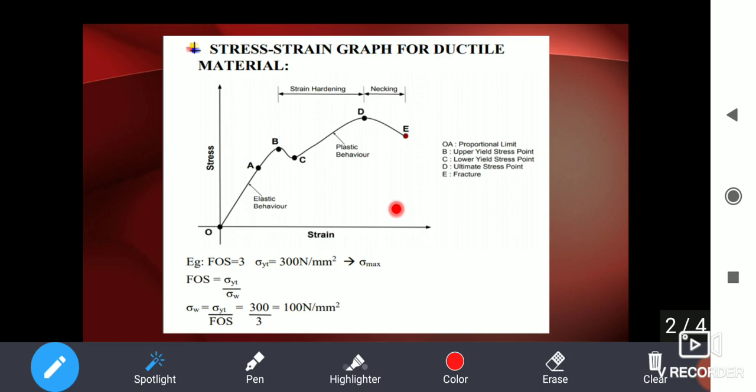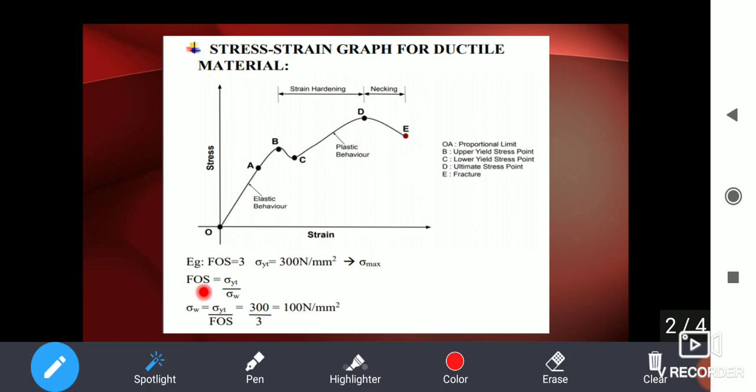As a design engineer, our aim is to stop the material from reaching its maximum stress value. That is, we want the material to operate in this region where the stress does not reach the point D. So for that, we are going to use factor of safety. So this is the purpose of using factor of safety.